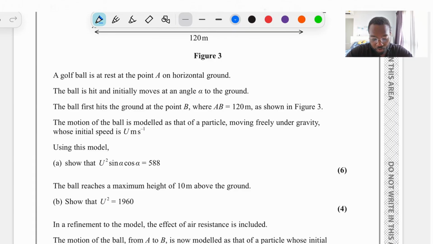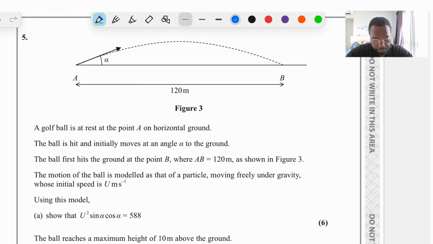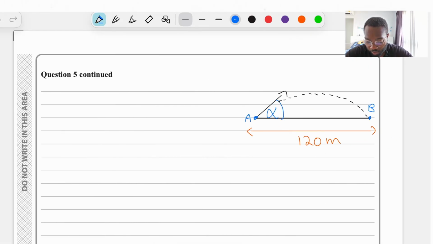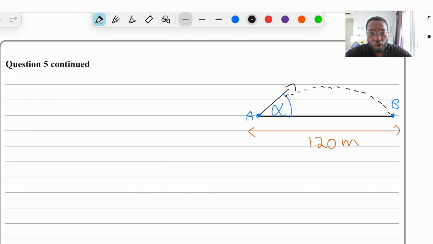These type of questions, we know that it's going to be suvat. We're going to use suvat, but we're going to have a horizontal suvat and a vertical suvat. So first things first, let's formulate those equations. I've drawn a little diagram here, and with this type of question, let's start with the horizontal component first. So what do we need to do? Well, let's work out our suvat equations first.